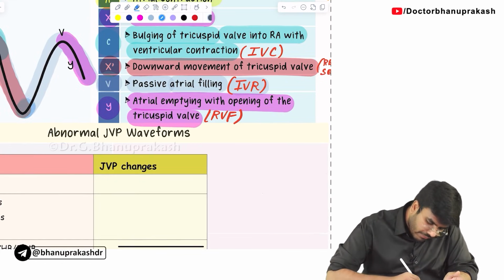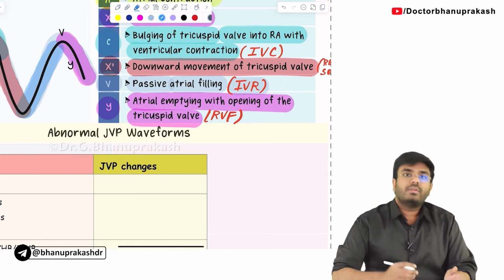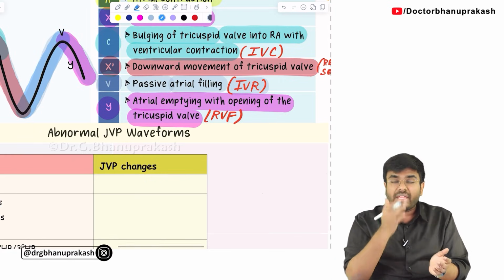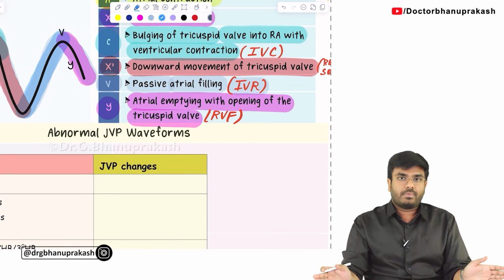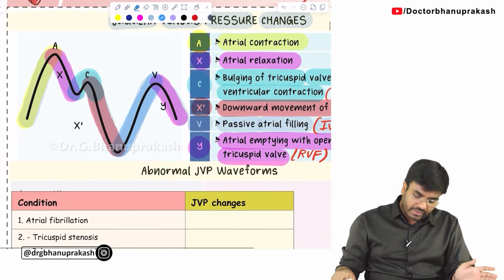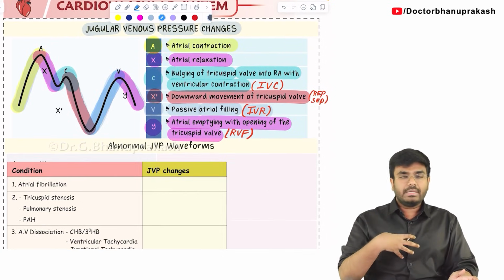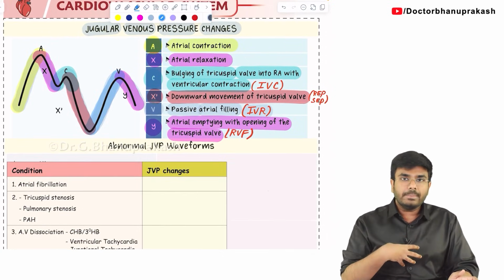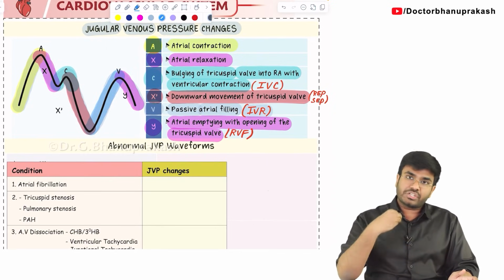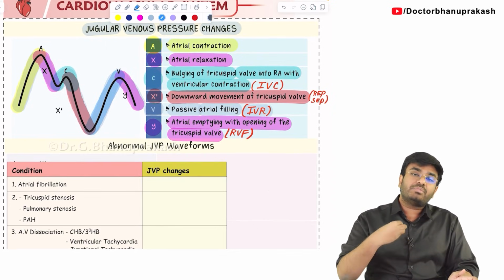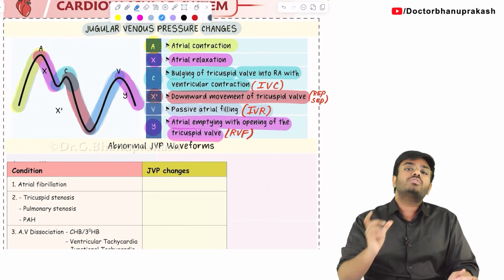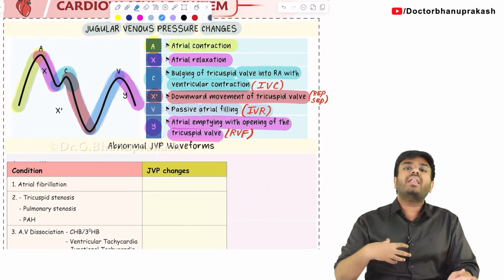See, the V wave is due to venous filling of the right atria. The Y wave is due to atrial emptying. So these are the different waves that come with different events and phases of the cardiac cycle. The pressure in the right atrium will change, and when it changes, automatically the pressure in the internal jugular vein also changes. So the internal jugular venous pressures are dependent on the right atrial pressures.